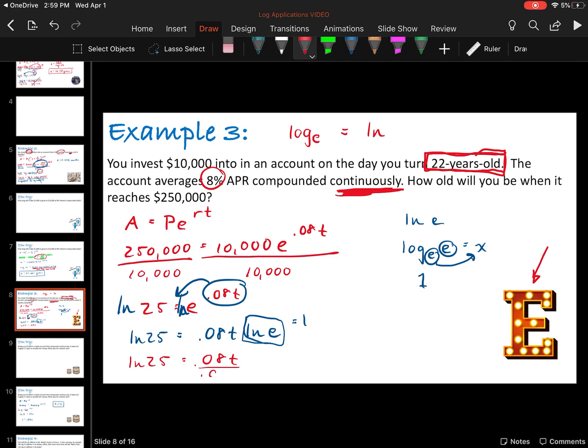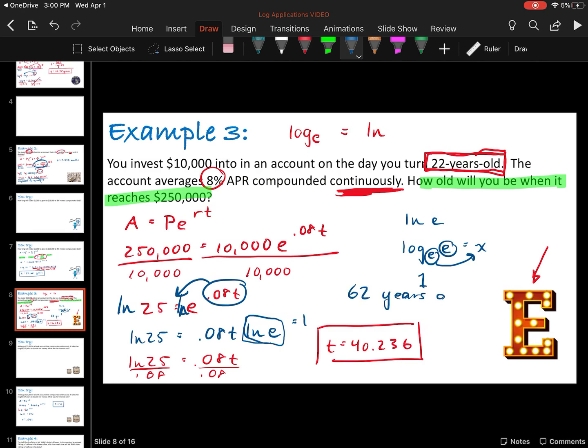Divide both sides by 0.08. And we should get t is equal to 40.236, which means it takes about 40 years for your account to reach 250,000. But my question was, how old will you be? So we know you started out when you were 22, so if it's going to take an additional 40 years, you should be 62 years old. Okay, so it was 40. I got rid of the decimal for this, plus the 22 years that you had already lived. So 62 years old.